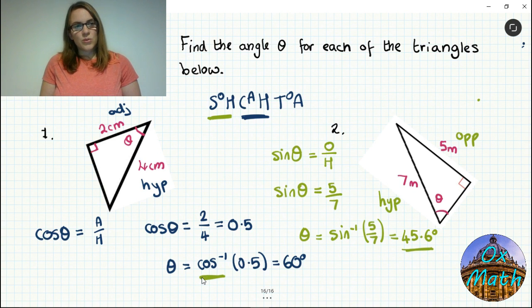As a quick reminder, try and remember when you are finding a length you know the angle, so you will just be using sin, cos or tan. When you are finding an angle you don't yet know the angle, so you need to inverse sin, inverse cos or inverse tan it.